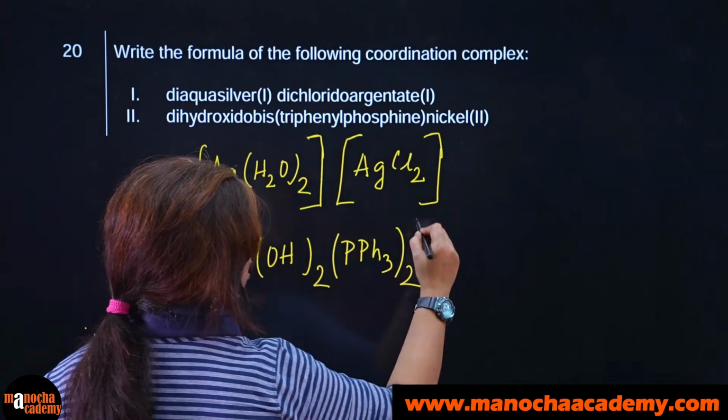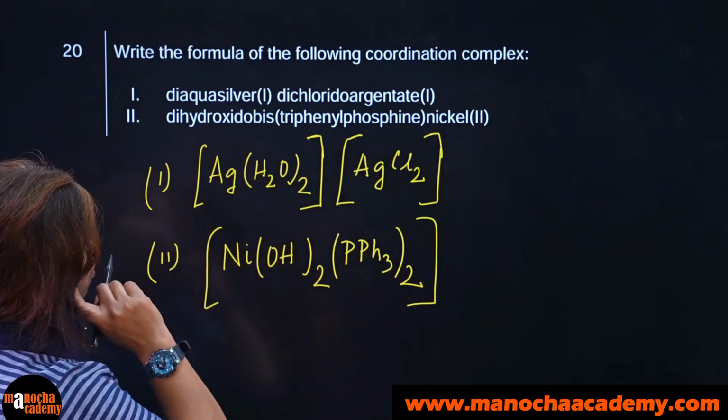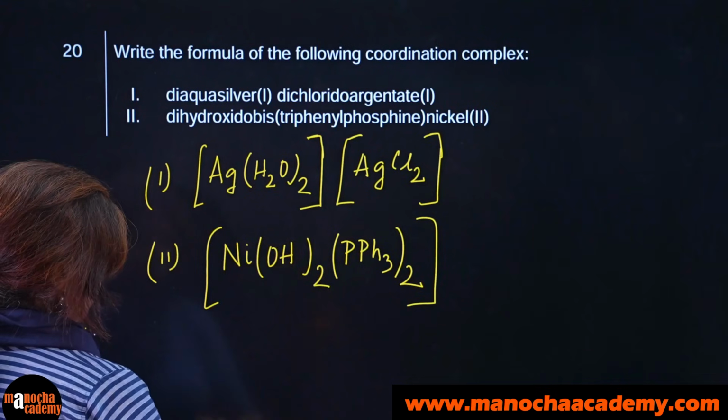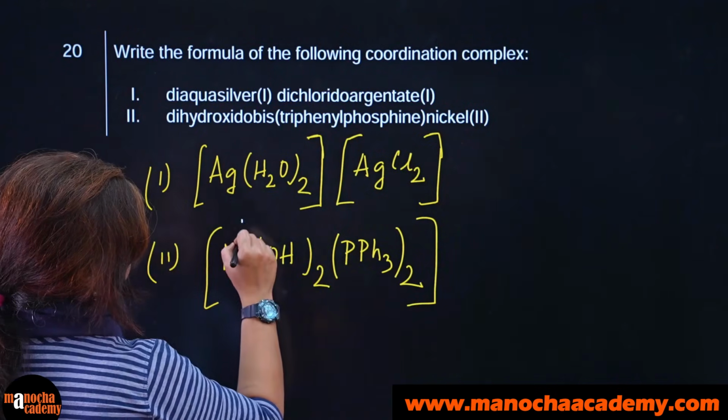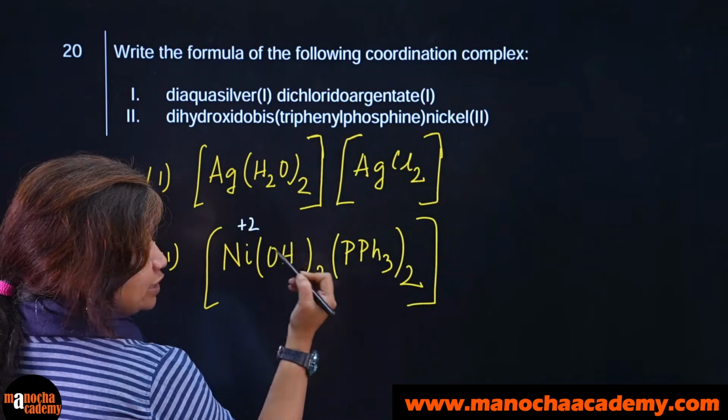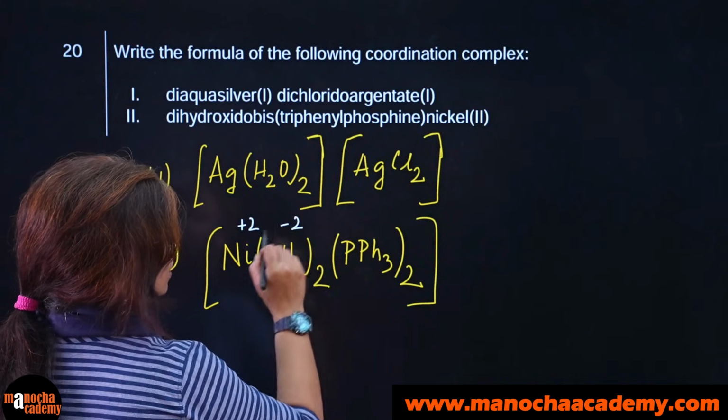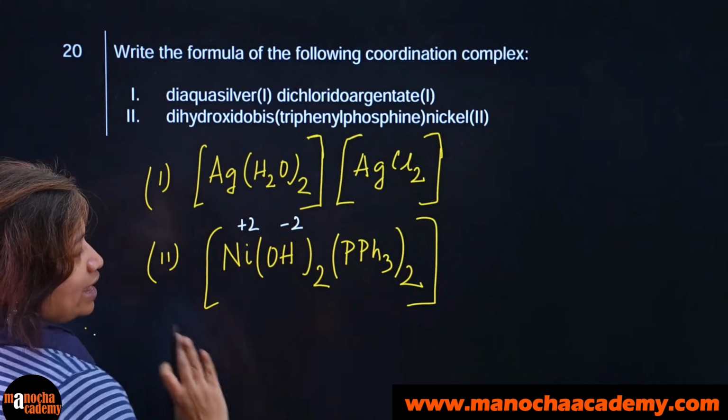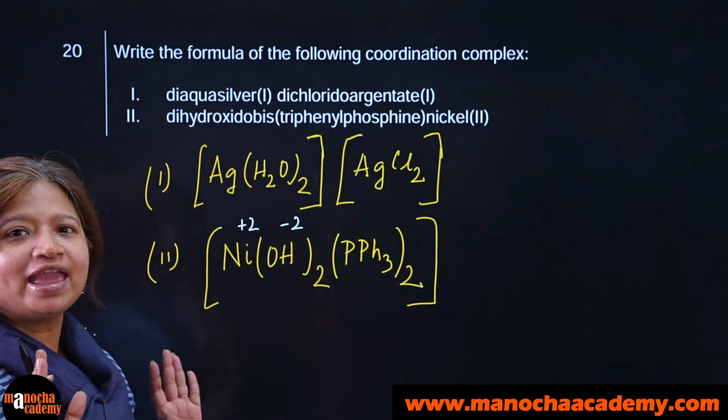Now we'll check the charge. So nickel 2 is mentioned here, so we'll write the charge. It is +2. Each OH is -1, so with 2 it is -2. And this is neutral. So +2 -2 cancels. That means the coordination sphere will not have any charge.